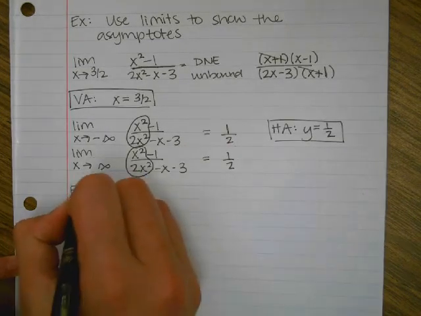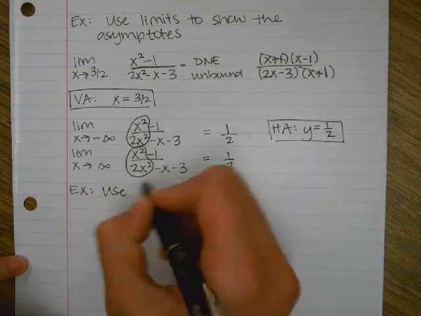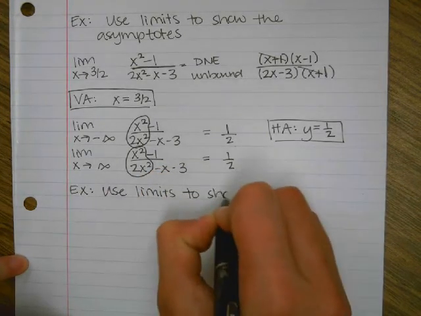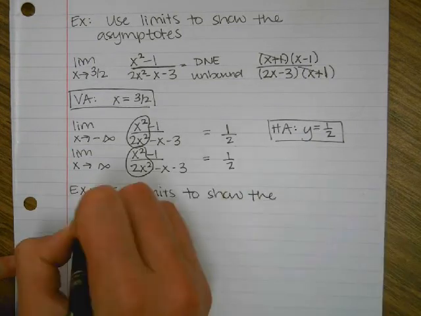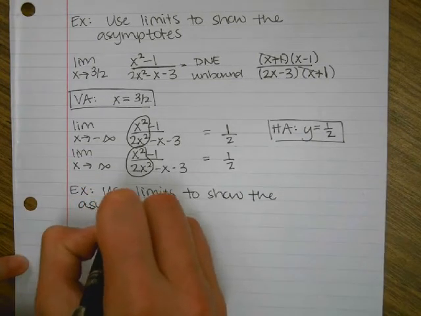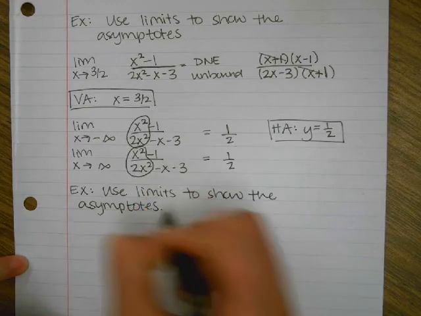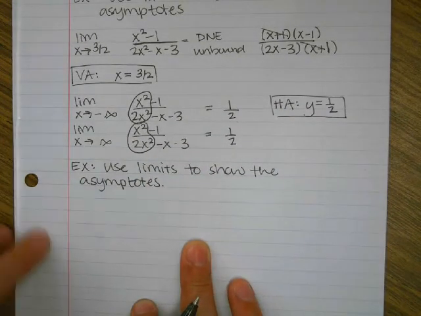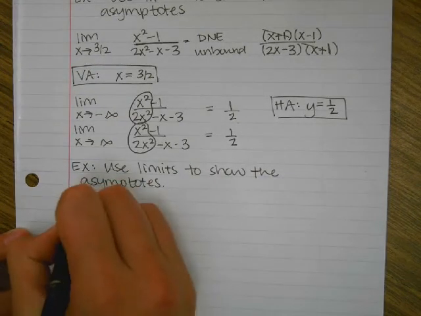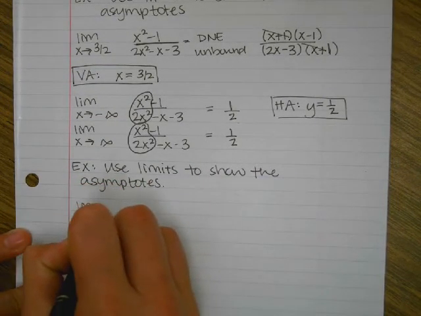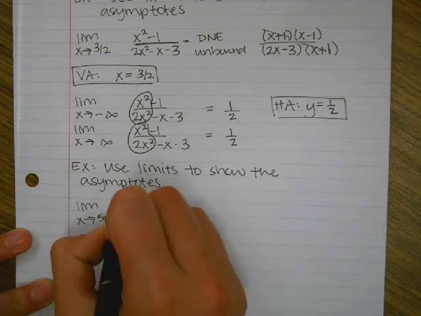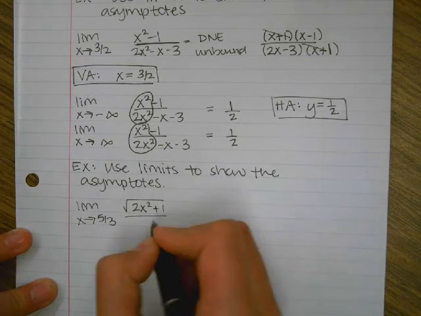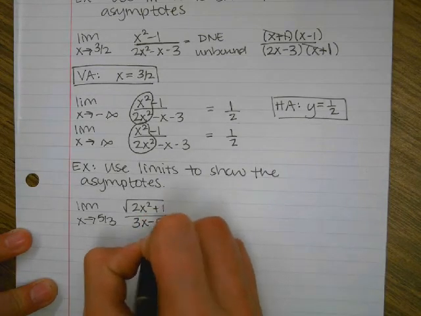All right. Same instructions, use limits to show the asymptotes. But this is going to be with one that is a little bit more difficult. So here, we're going to look for the limit as x approaches 5/3 of the square root of 2x squared plus 1 divided by 3x minus 5.